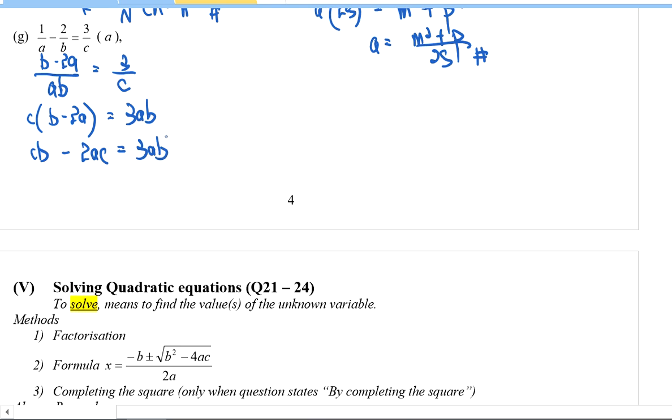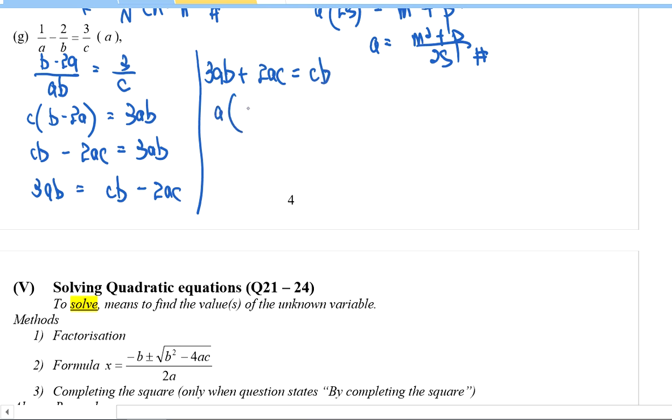I want to make A the subject. So meaning all the A must be on the left hand side. Let me do a mutual swap first to make it neater, because I don't like to deal with negative sign. After that, balance all those terms with A on the left hand side. So it becomes a positive 2AC. Factorize the A. After that, finally, you will need to divide by the bracket term. Okay, this is one method.